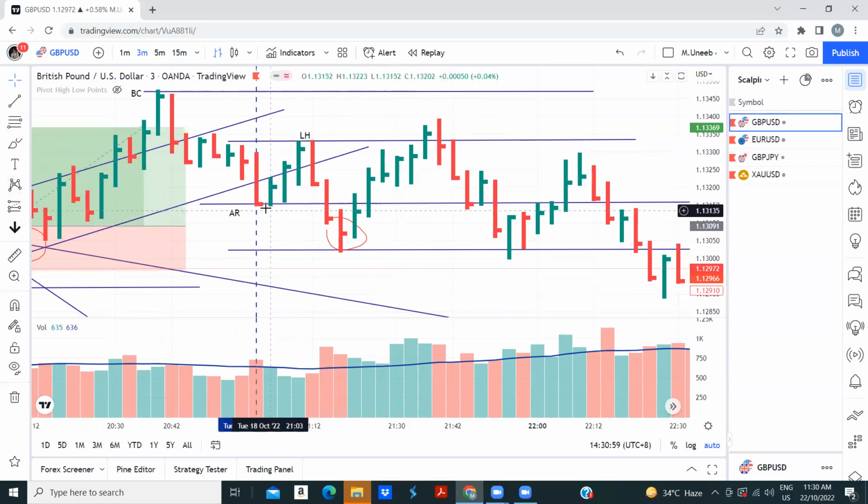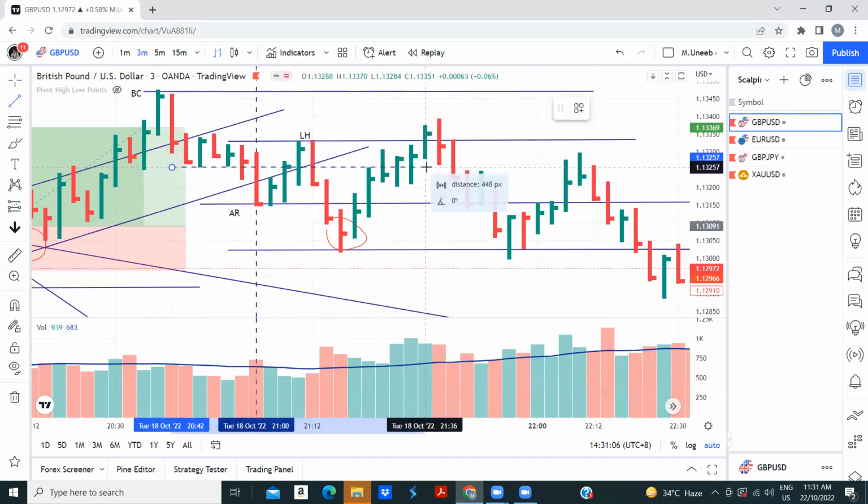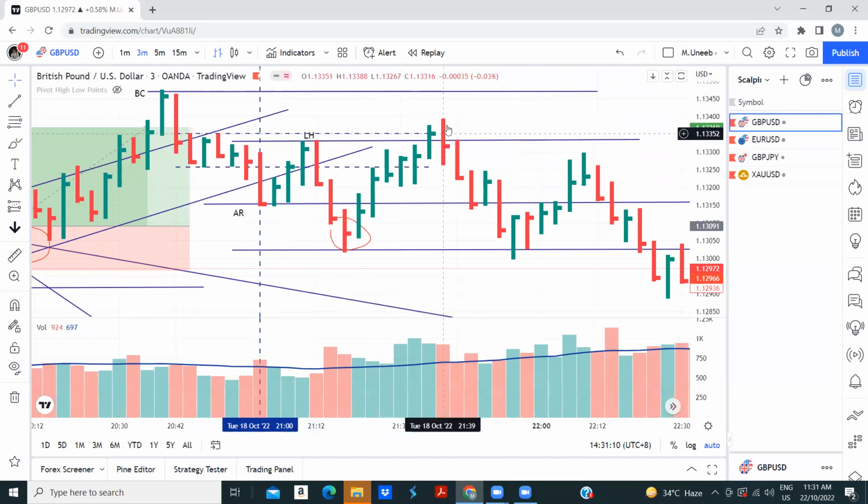If you see FTI here, obviously we go back and test this region, right? And we have a slight range here. This is also a possible idea which you can take. This is a major trade, right? This is a major trade.